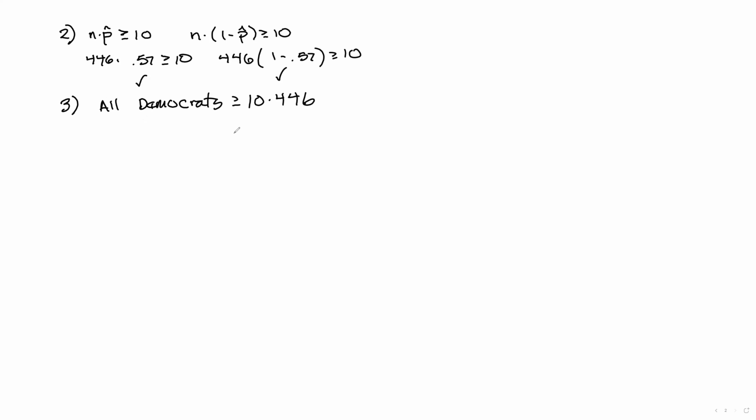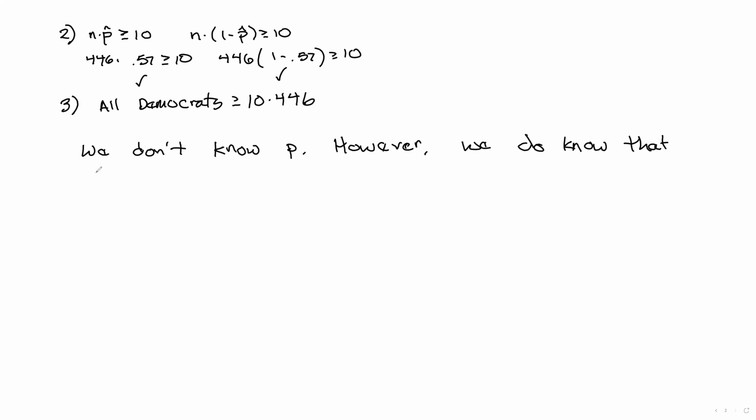Okay, so once we've done that, what we can say is that even though we don't know what the population parameter is, we don't know what P is, again, we don't know P. However, we do know that the results for P hat are normally distributed around P. So even though P is unknown, we still know that there's a normal distribution, right?